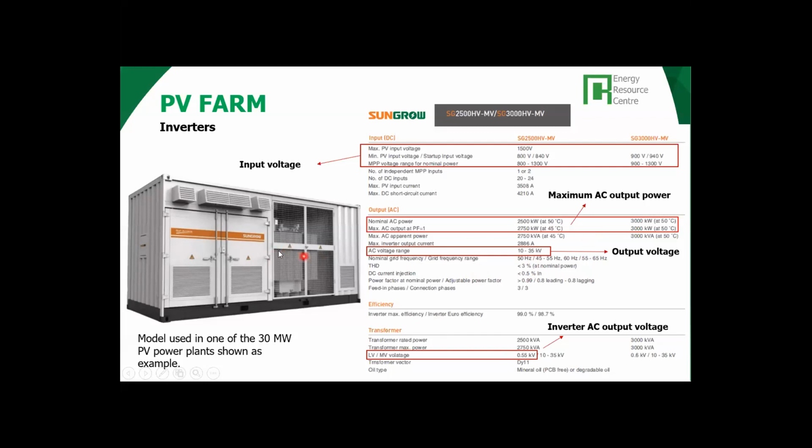As I said, in the same container, apart from the inverter, we will find the transformer, and the transformer will be able to step up the output voltage of the inverter to the required voltage that we want to send to the substation.